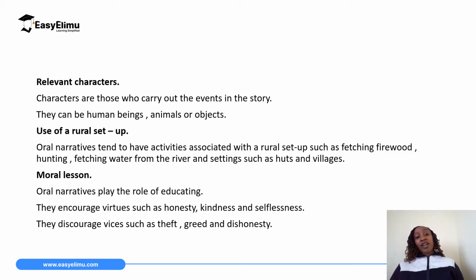Another thing about oral narratives is that they have a moral lesson. One major role of oral narratives is to educate. So someone may narrate a story to you, and then at the end ask you, so what have you learned from this? So our role is to educate the audience. Oral narratives also encourage virtues like honesty, kindness, selflessness, and they discourage vices like jealousy, greed, dishonesty, theft. So they are geared towards passing down good moral values.